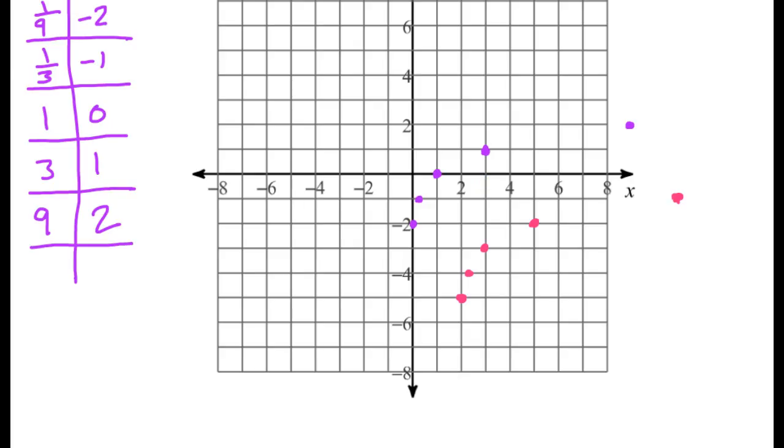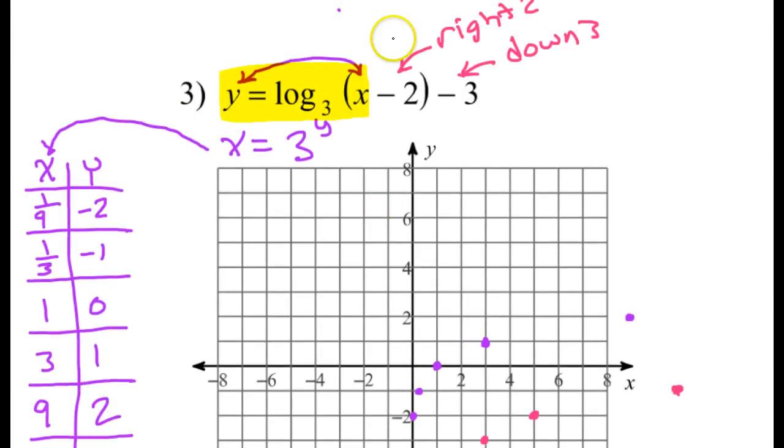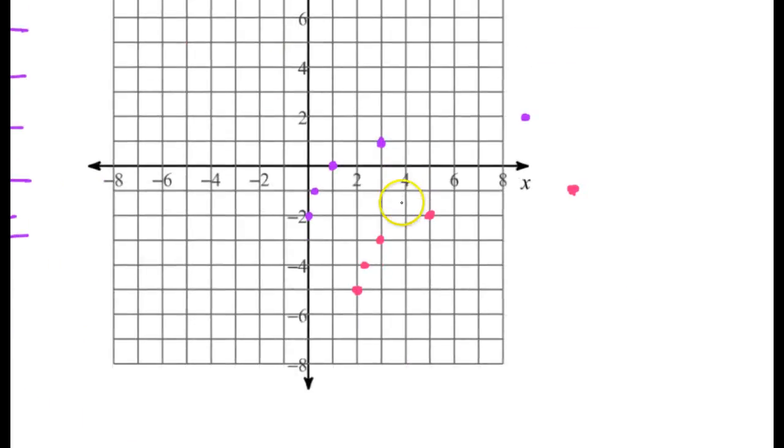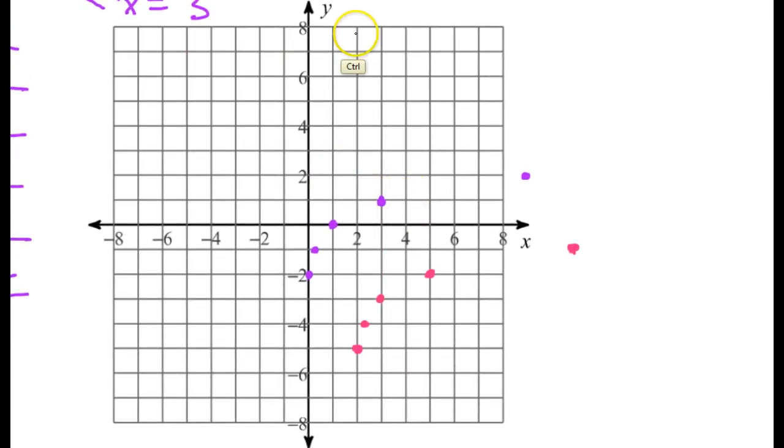Okay, pay special attention to the asymptote. Because of the right 2, the new vertical asymptote will be at x equals 2. So go ahead and put yourself a dotted line at 2. That's the asymptote. So the actual graph, the final answer, is going to look like this.